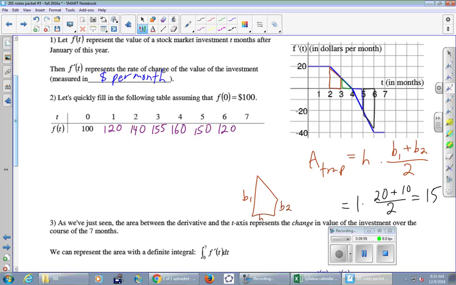And then finally, this rectangle here, what happened there? We lost 40. Yeah, we were still positive. We were still positive there. So now we're down to 80.